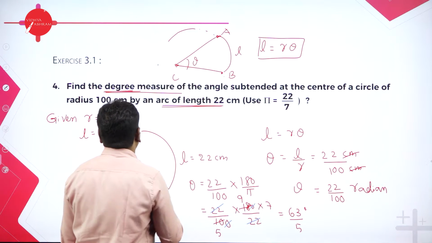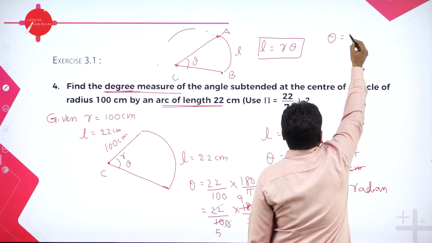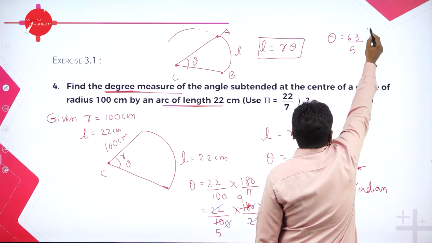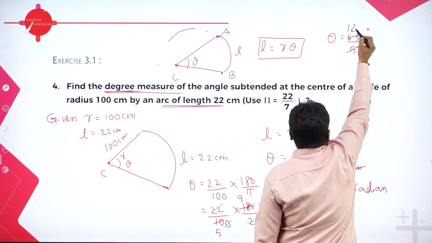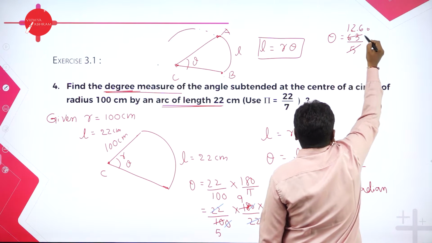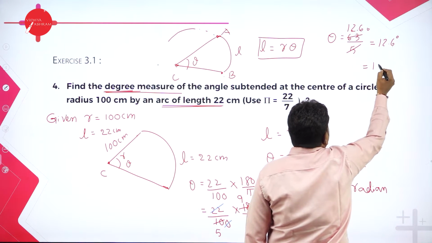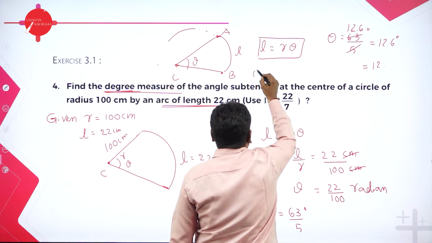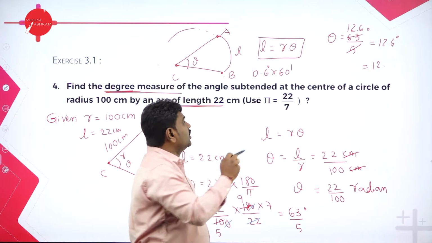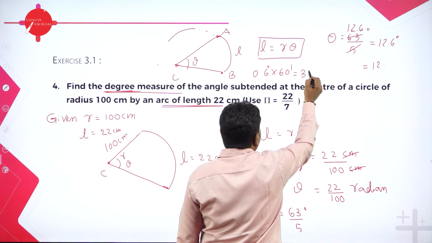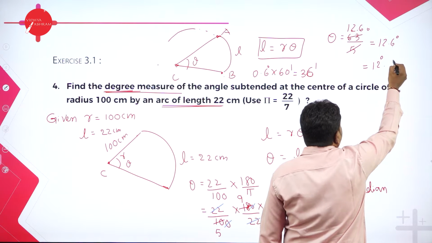Now you got the angle. You got theta is equal to 63 by 5 degree. Dividing, 5 ones are 5, 13, 5 twos are 10, 30, so 12.6 degree. For 12.6 degree, you convert this 0.6 into minutes. How to convert? 0.6 into 60 minutes, because you know 1 degree is 60 minutes. 0.6 into 60 will become 36 minutes. So 12 degree 36 minutes.